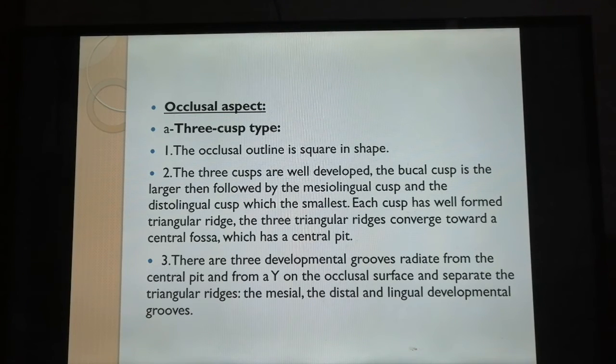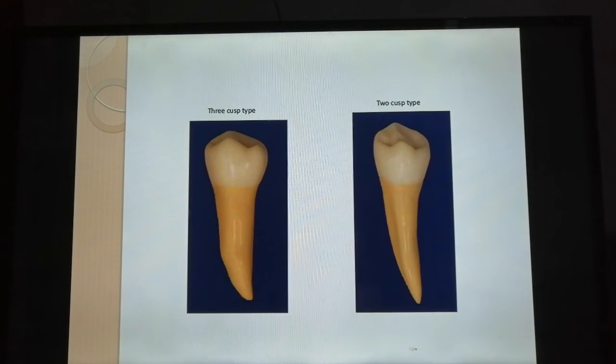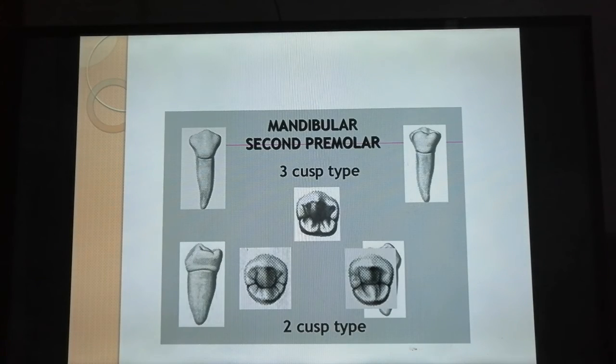Regarding the occlusal aspect, it is divided into the 3 cusp type and the 2 cusp type. The 3 cusp type: number 1, the occlusal outline is square in shape. This is the 3 cusp type and here is the 2 cusp type.